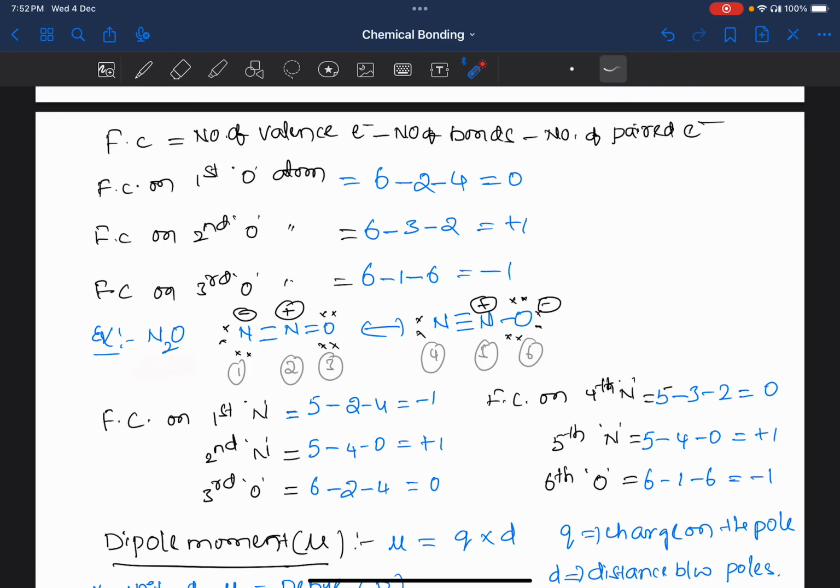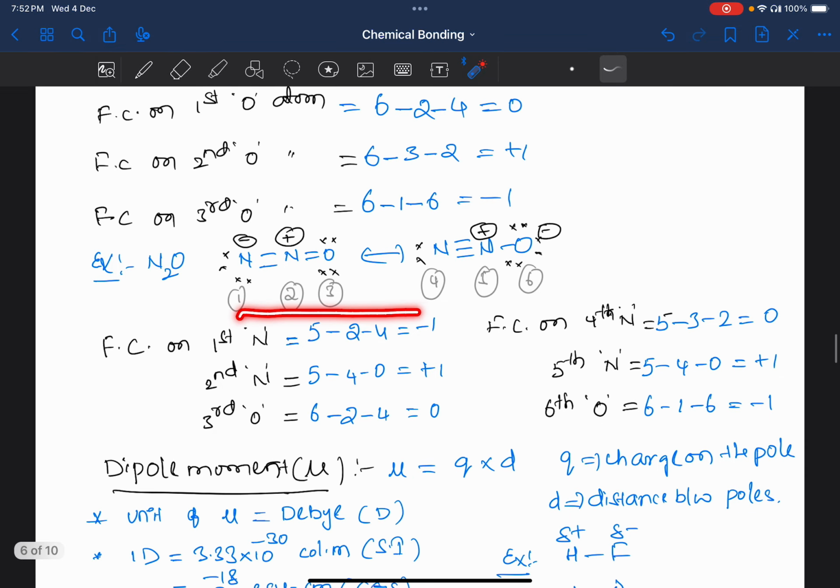Nitrous oxide, N2O. First write the resonance structures of nitrous oxide. This is the first structure and this is the second structure. In the first structure, between the nitrogens as well as between nitrogen and oxygen, double bonds are present. Here a double bond is there and here also a double bond. But in the other structure, between the two nitrogen atoms, a triple bond is there, and between nitrogen and oxygen, a single bond. Here all the atoms are different, so I gave a number to each atom.